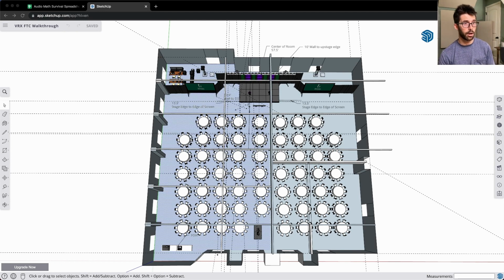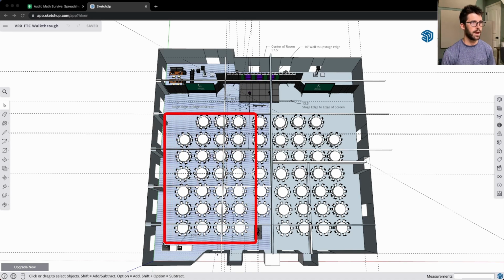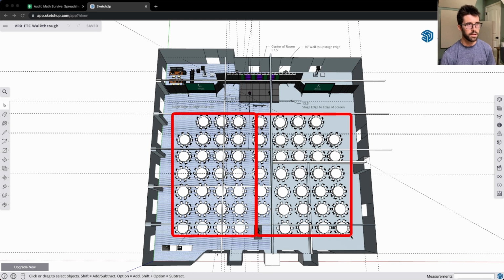So the coverage area of this particular audience is 96 feet wide by 70 feet deep. So that'll go right into our software. Just from looking at this, I know that not a single speaker is going to be wide enough to cover this entire audience. So I'm going to subdivide and conquer. So my left array is going to cover this half, and the right array is going to cover this half.